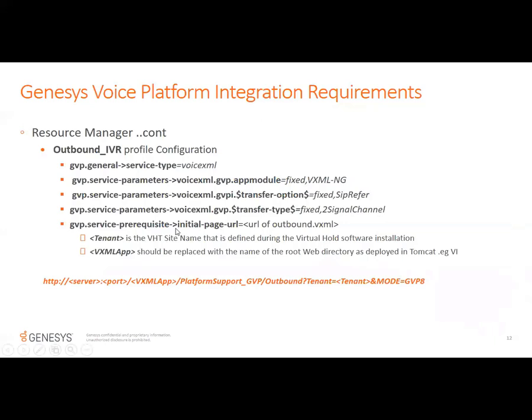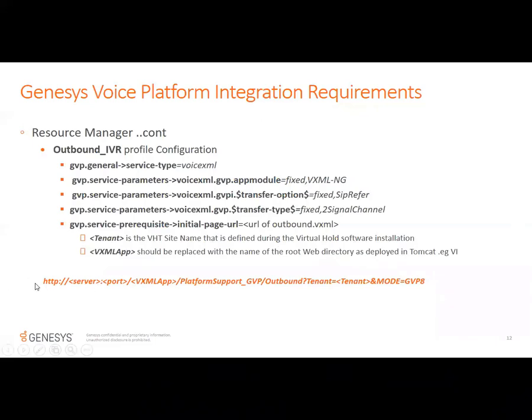The final one is the initial page URL. This is the actual request, the URI for your Viz outbound VXML. So the key important option that you must define here is the tenant, which is the VHT site name that you define at the start of installation. If that tenant name is not defined in the URL, the call will fail in Viz. You'll get an error when the call goes through on the outbound. It'll work on the inbound, but will fail in the outbound.